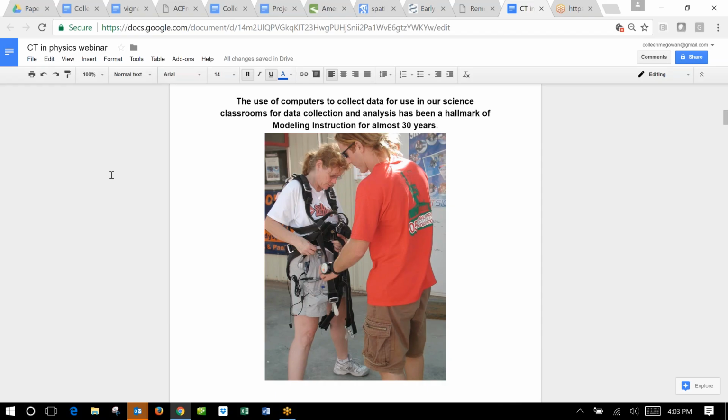Modelers have used computers for 30 years to collect data in our science classrooms, so our kids know how to do that. You can see this old kid in this photo here. This is a pretty old photo, really, getting ready to skydive. I'm wearing my Skydive Arizona t-shirt there, and I'm all rigged up with Vernier sensors to collect some data on the way down. So we've been doing this data collection thing for a long time.